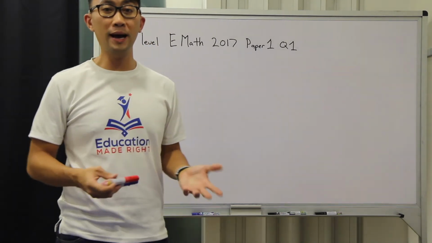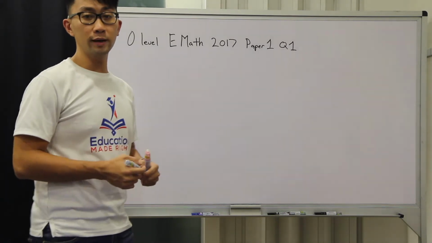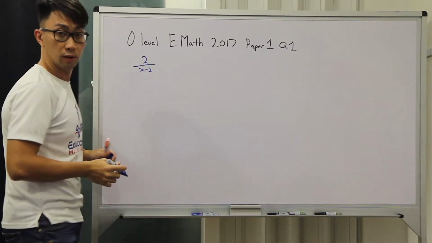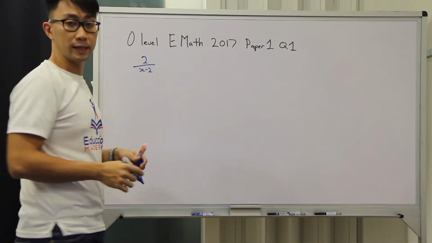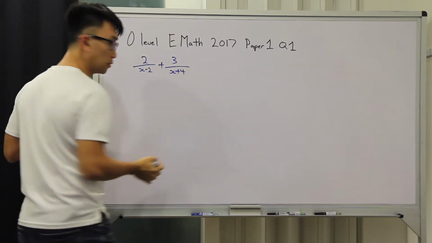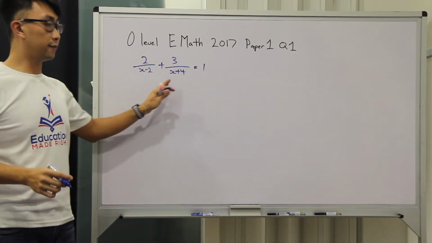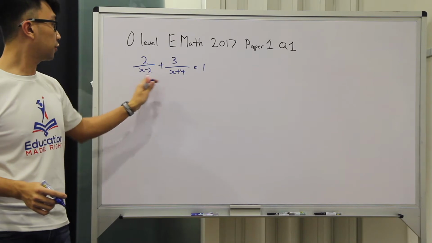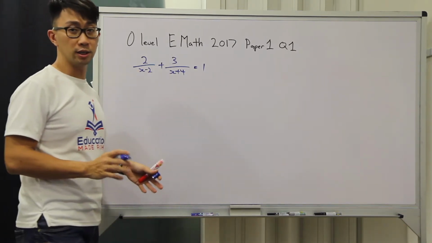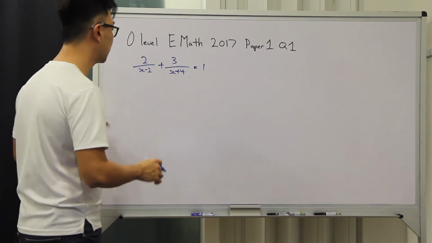Alright, lastly, we have part E of the question that goes, solve the equation 2 over x minus 2 plus 3 over x plus 4 equals to 1. Alright, so we have an equation here and we have the addition of fractions on the left hand side with different denominators. So like I mentioned, we have to first make the denominator the same before we can add them together.